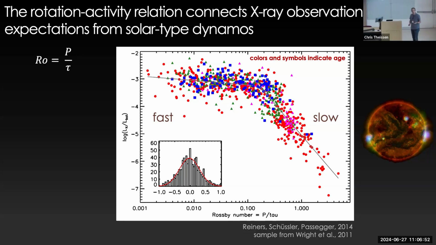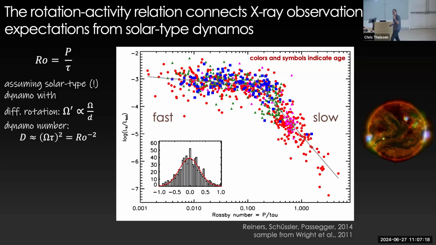Any kind of dynamo scaling that you expect with rotation goes with the ratio between the rotational timescale and the convection timescale, because the energy is in the convection. So there's P over tau, and tau is the convective turnover time. What is that? It's the time you need to go around in your convection zone, and we really have no good clue what this is.